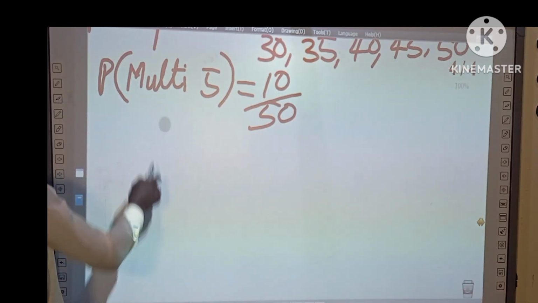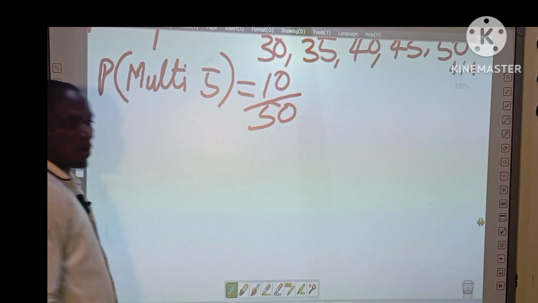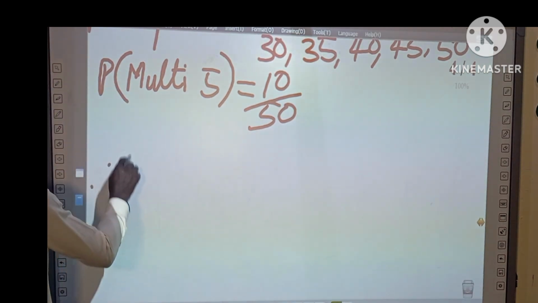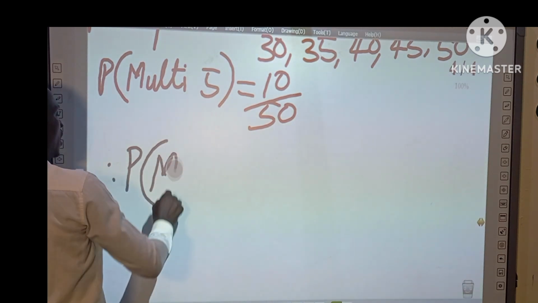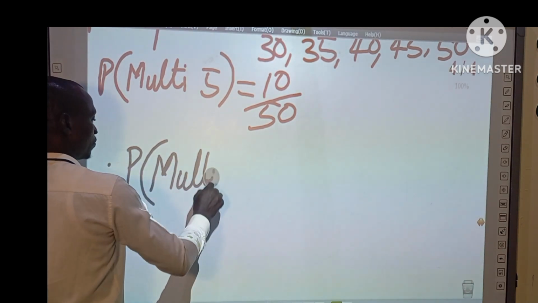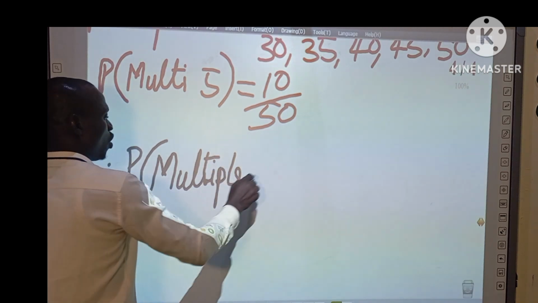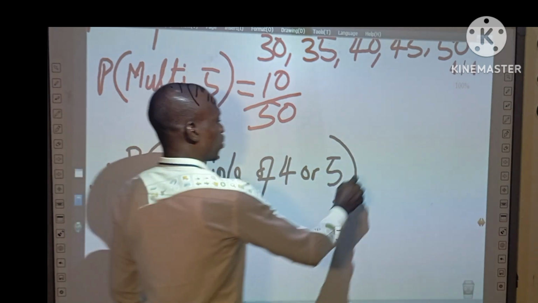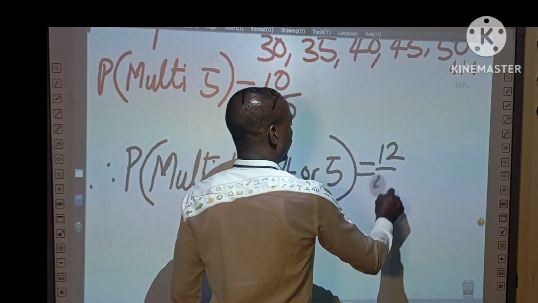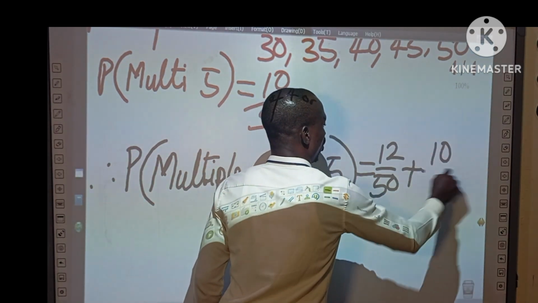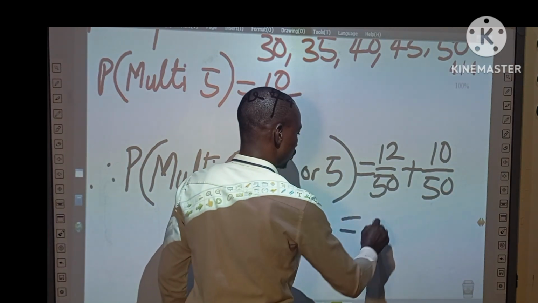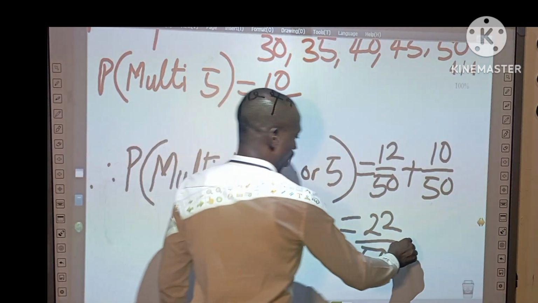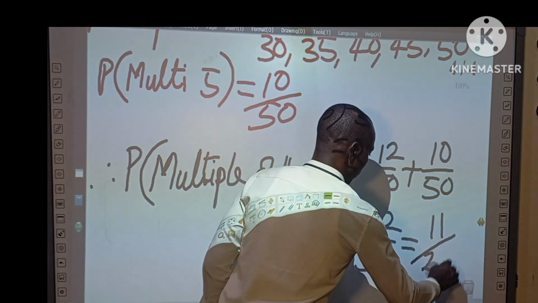With this, we can now calculate the probability of picking either multiples of 4 or multiples of 5. Therefore, probability of picking either a multiple of 4 or 5 will be equal to 12 over 50 plus 10 over 50, which is the same thing as 22 over 50. And we can break this down to become 11 over 25.